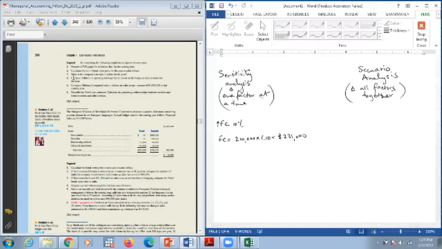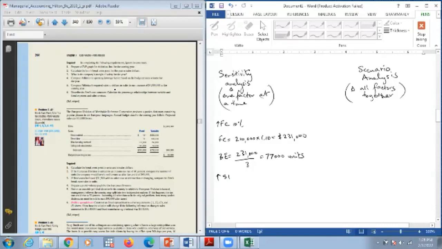Using this new fixed cost and all our existing information, we'll now calculate our new break-even, which will be $231,000 divided by a contribution margin of 3. We get 77,000 units. This means that if fixed costs increase, our break-even in units also increases.